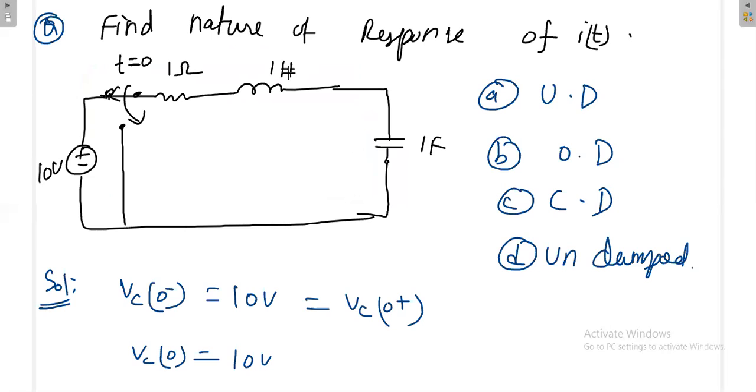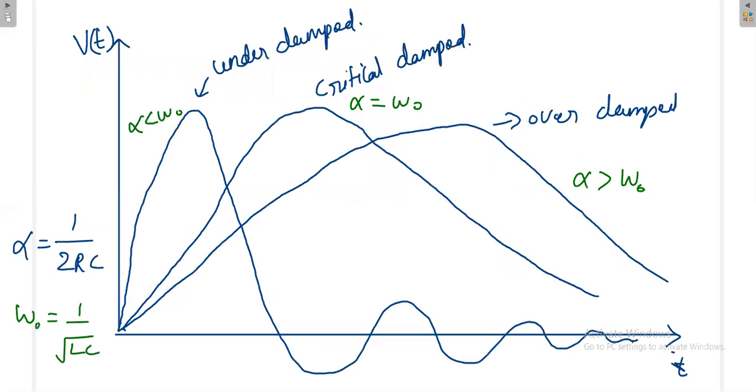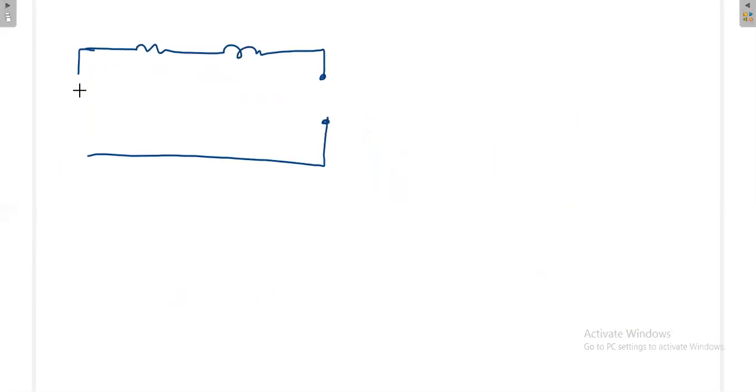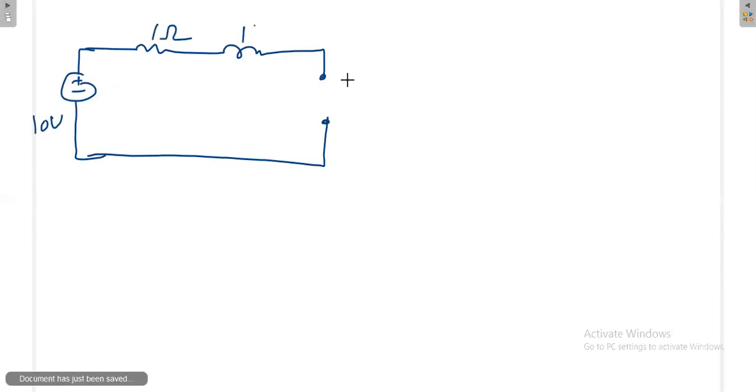Now at t equals 0 minus, what is the nature of the circuit? I'll draw the nature of the circuit at t equals 0 minus. This is the nature of the circuit, with everything 1 ohm, 1 Henry. Then what is the energy in the inductor at t equals 0 minus? No energy.